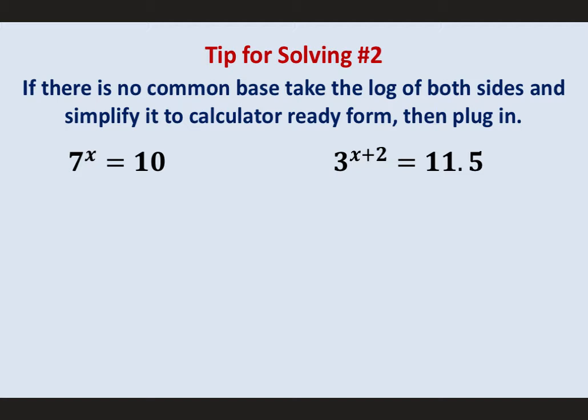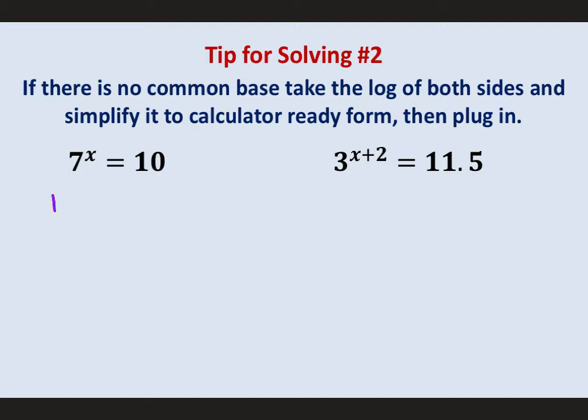Tip number two is if there is no common base, then you can take the log of both sides and simplify it to calculator-ready form. Once it's in calculator-ready form, you can then plug it into your calculator, get a calculation, and have an approximate answer. Now remember, your calculator will likely only do log base 10, so it is pretty important to make sure that you use log base 10 when you're taking the log of each side. So let's go ahead and see that.